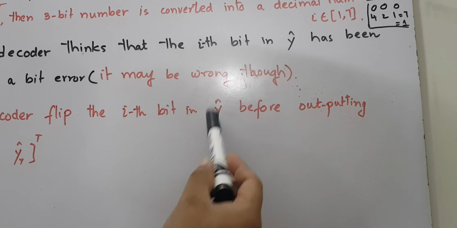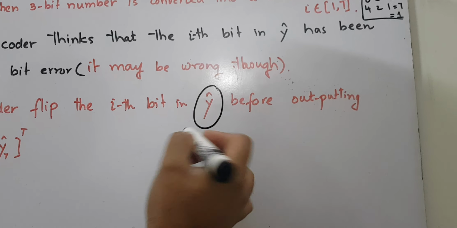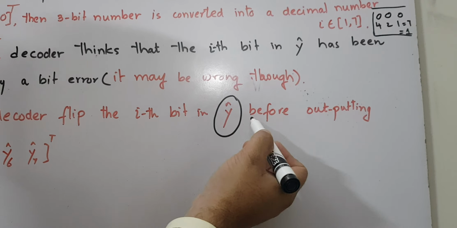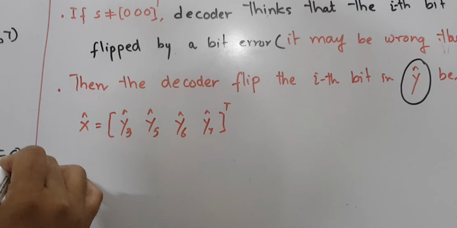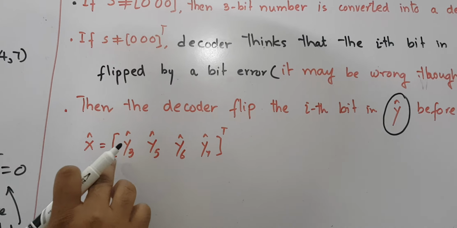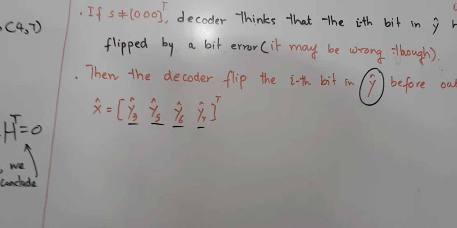You need to be very careful to always flip the bit in y hat, not in y. So you flip the bit in y hat before outputting x hat. When you flip the bit in y hat, you can output x hat, which is equal to y3, y5, y6 and y7.